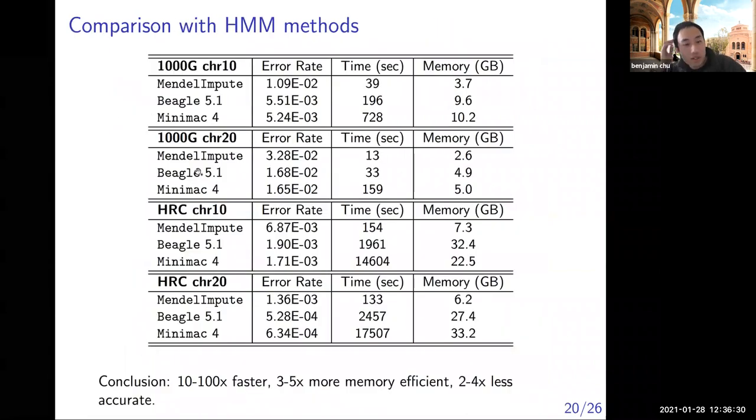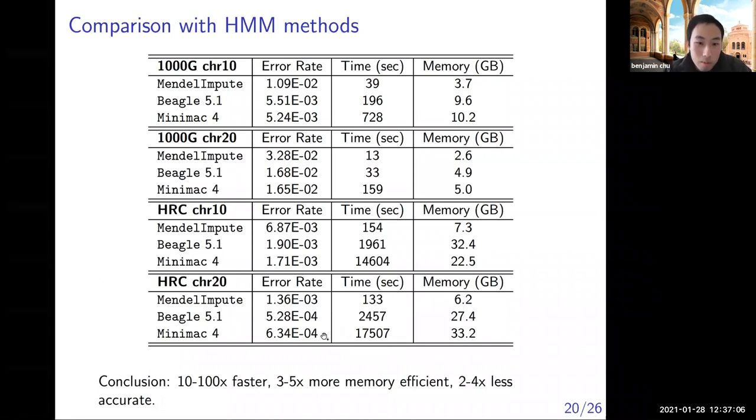But okay, here's the resulting slide. Basically, we compared it against these two HMM methods, the two most popular ones, in terms of error rate, time, and memory. These two datasets are the 2012 panel, and these two use the 2016 panel. So these are the bigger data. You should look here if you want to. The basic takeaway is that we are a lot faster, sometimes 10, 100 times faster. And we are a lot more memory efficient.